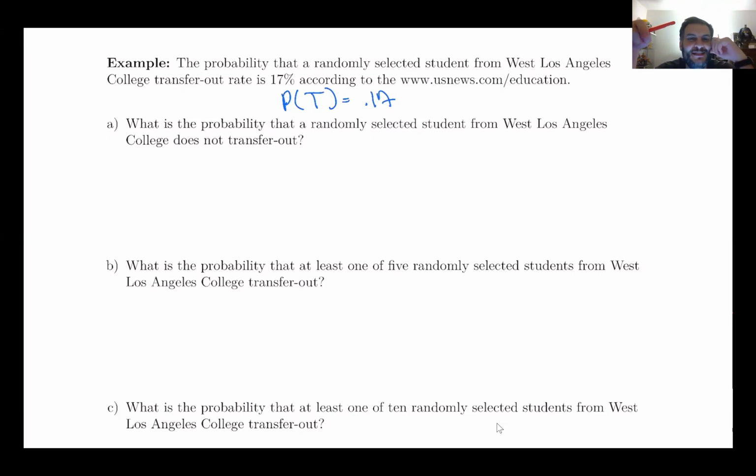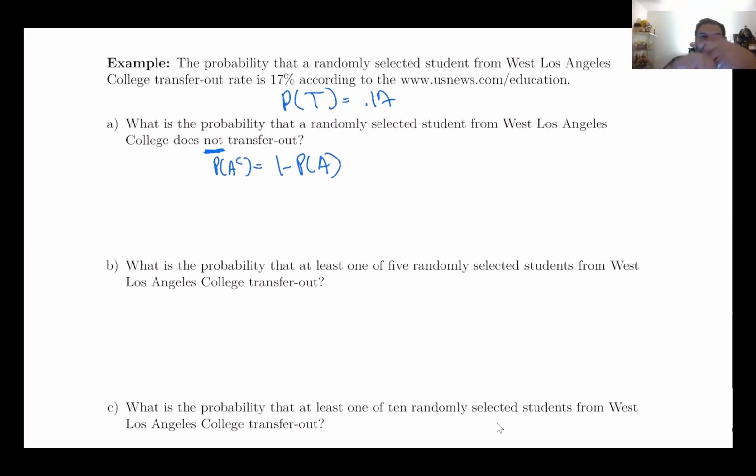So for part A, it says, what is the probability that a randomly selected student from West Los Angeles College does not transfer out? So right here, you want to pick up on 2 things. What's one of the things that you should pick up on? Perfect. The not. Because this is essentially telling me we're using the complementary rule. Cool, perfect. Thank you, Lisa.